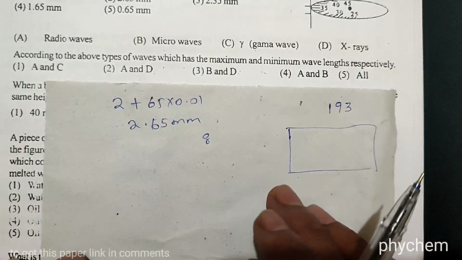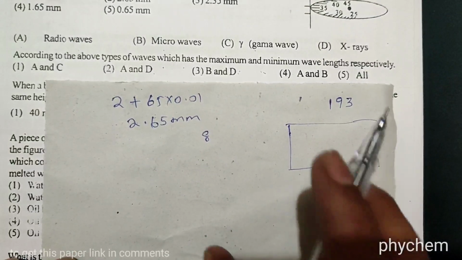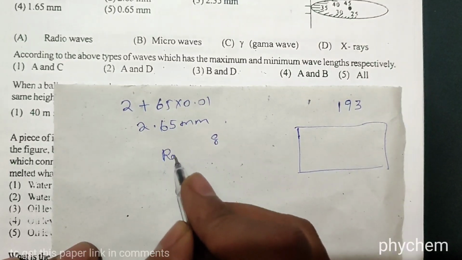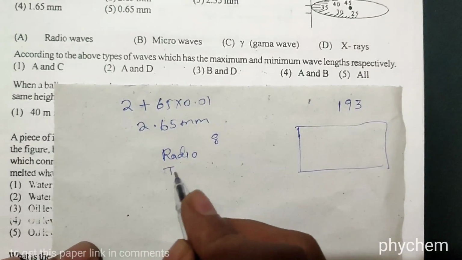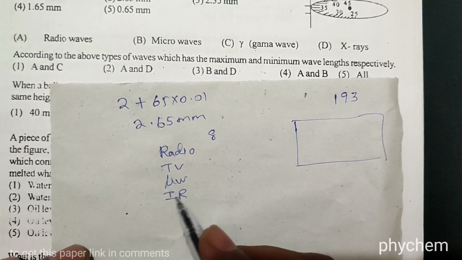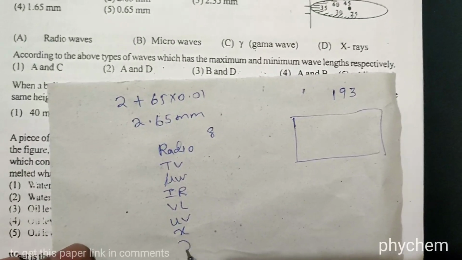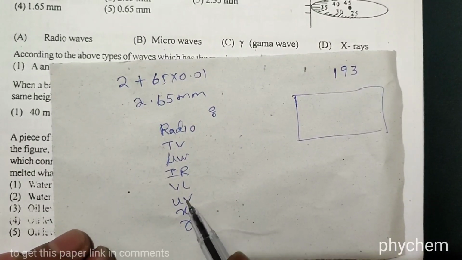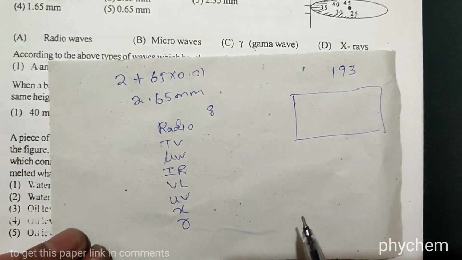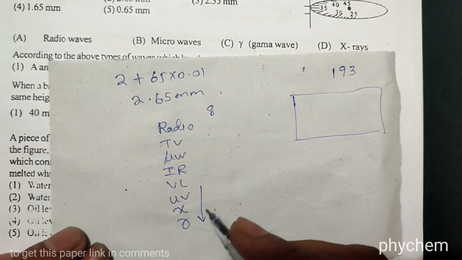The way we created this spectrum is increasing frequency downwards. So I'm just remembering all the electromagnetic spectrum waves. The first one is radio, TV wave, microwave, IR infrared, visible light, UV, X-ray, gamma. Here you can see 1, 2, 3, 4, 5, 6, 7, 8. How did we create this spectrum? This spectrum is created with increasing frequency downwards.